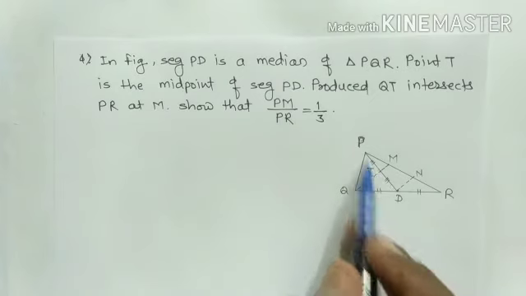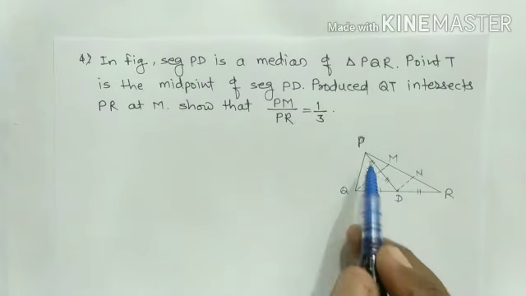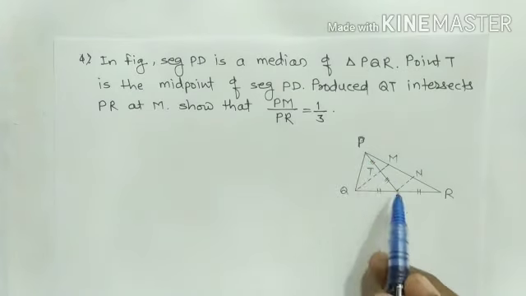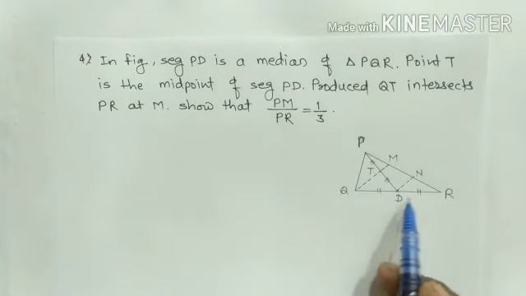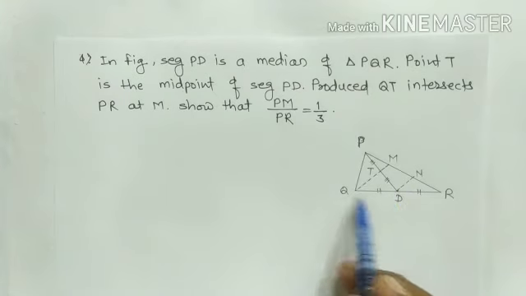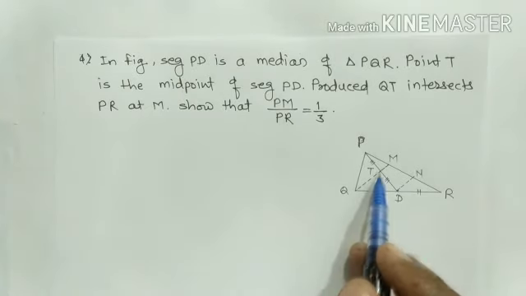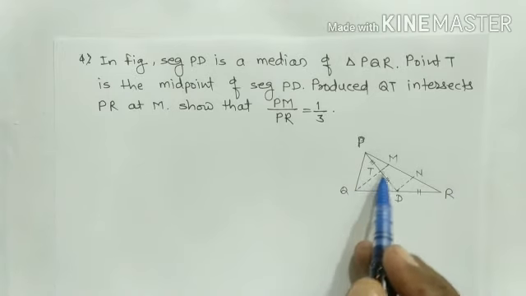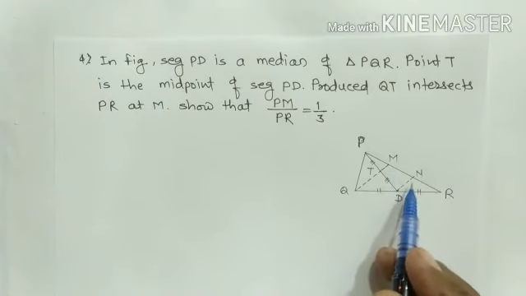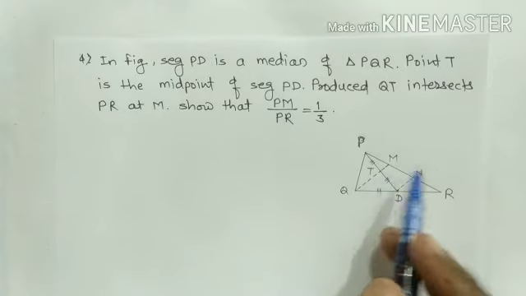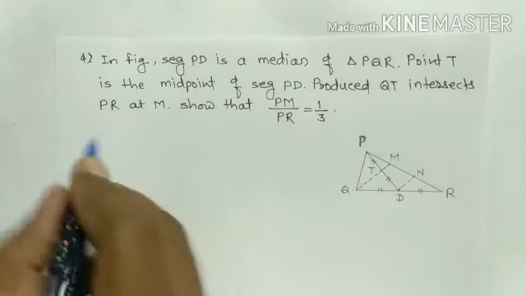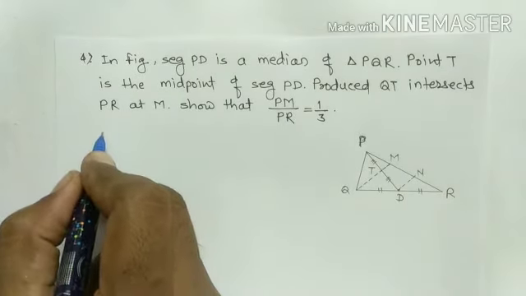Here it is given that segment PD is the median. Median means the segment joining the vertex and the midpoint of its opposite side. Therefore, point D is the midpoint of side QR. Then point T is the midpoint of PD, it is also given, and the produced QT intersects segment PR at point M. Here we make the construction. We construct segment DN perpendicular to segment QM. First we write the given and to prove, and then we write the proof.